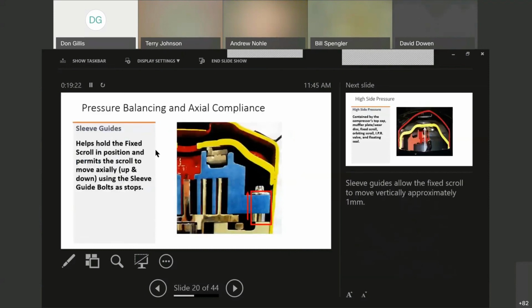Pressure balancing axial. The sleeve guides, again, what we just looked at, help hold the fixed scroll in position and permit the scroll to move axially, or up and down, using the sleeve guides, okay? This is the right side of what we just looked at over here. Here's where we pressurize, moving that floating seal up, okay? When we push down, we've got that 1 millimeter. You can see this bolt has like a washer connected to it, all right? And there's a sleeve guide in the center of it, which allows it to stop.